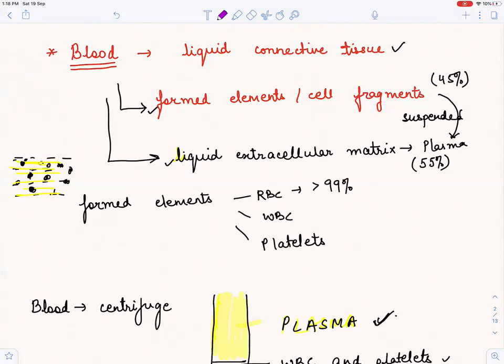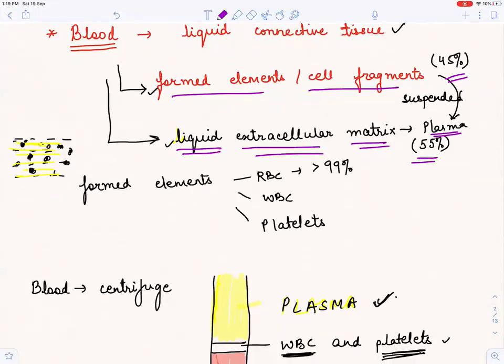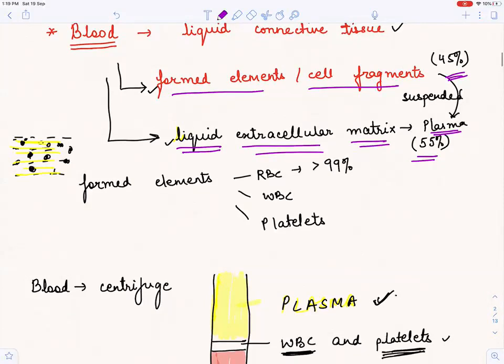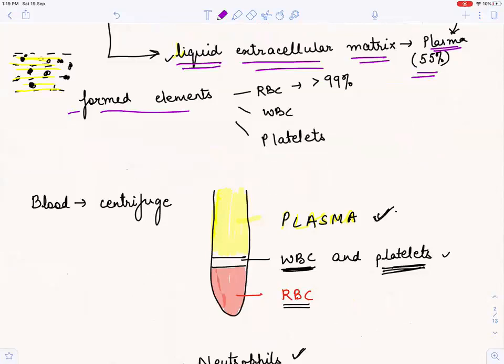Blood is a liquid connective tissue which is formed of cell fragments or formed elements that are 45% of the blood, and it is also formed of liquid extracellular matrix that is known as the plasma, that is 55%. And these cell fragments that are 45% are suspended in plasma. The formed elements that we are talking about are generally RBCs, WBCs and platelets. RBCs form more than 99% and WBCs and platelets just form 1% total of the formed elements.